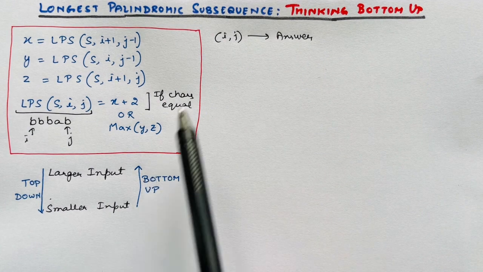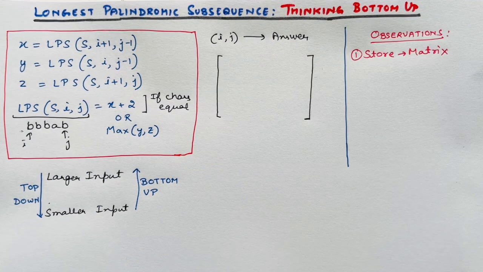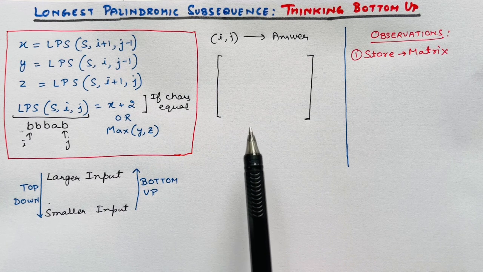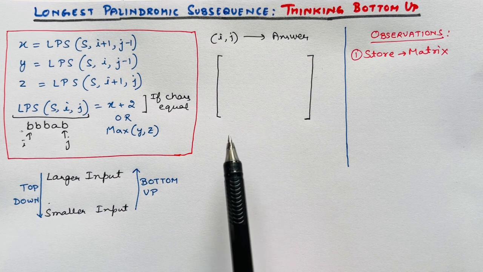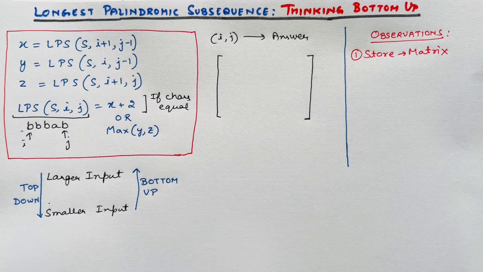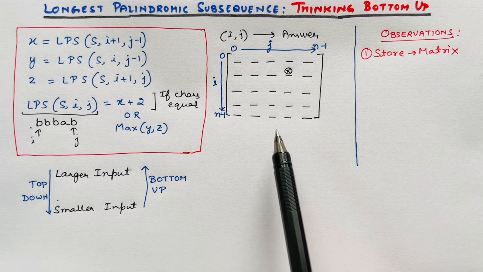Now, what data structure will suit best to store this information? We can use a matrix or a two-dimensional array. And if we think about it, a two-dimensional array is nothing but just like a map that we had used in the top-down approach.